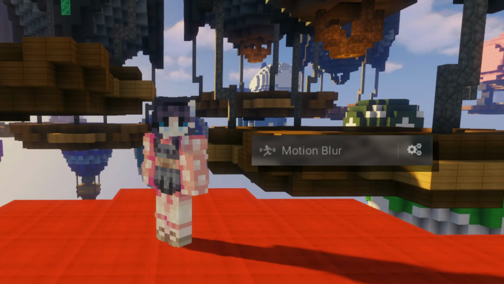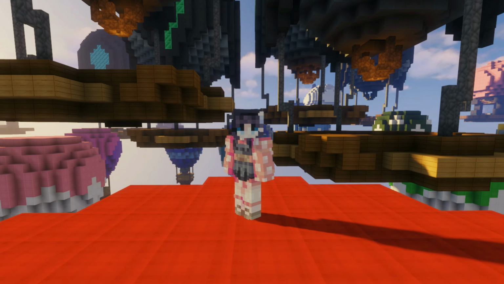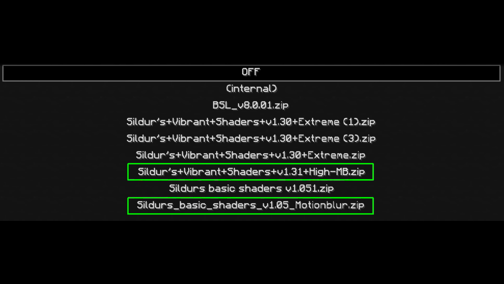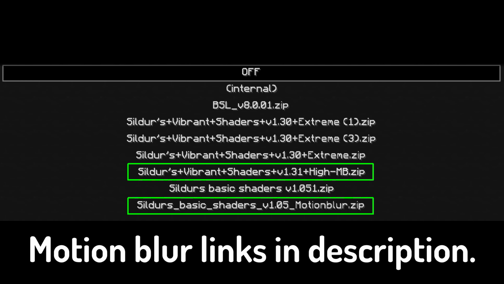Okay, but if client motion blur sucks, then what can you use? Well, the best motion blur, and the one I use, is Shaders motion blur. Yes, there are certain shaders that come with motion blur, and that's where you should get it from.